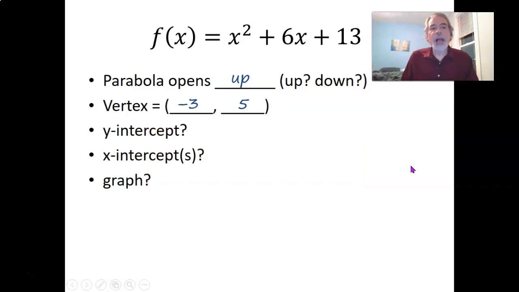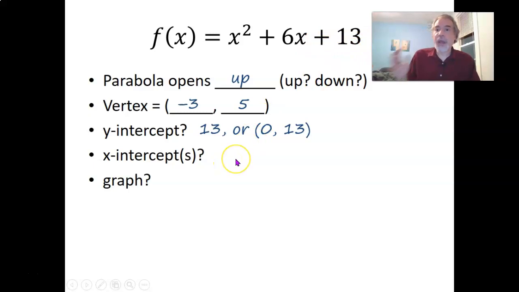Okay, what about the y-intercept? I said that was the easy one. That's where x is 0. So if x is 0, y is 13. This graph is going to cross the y-axis at the point 0, 13.